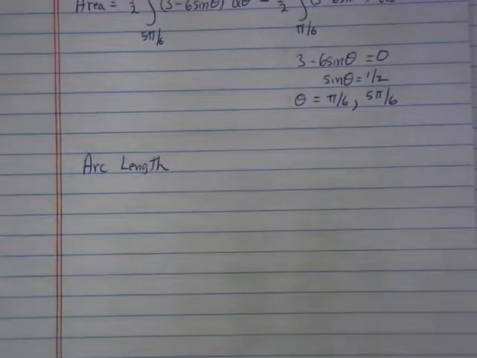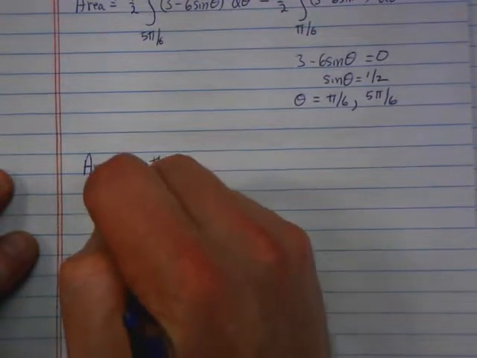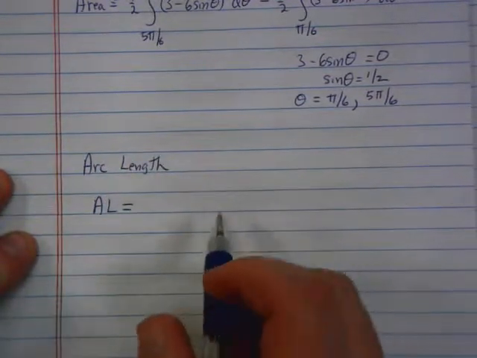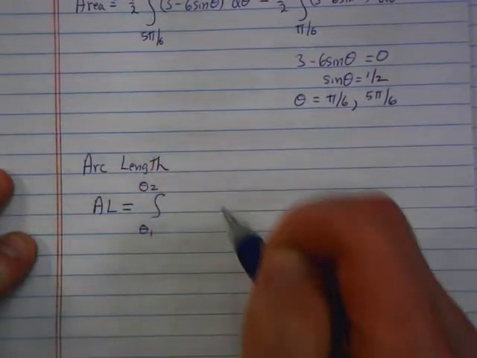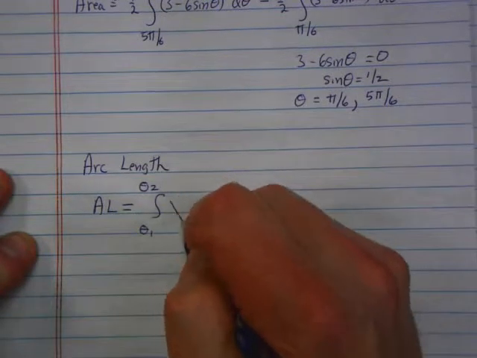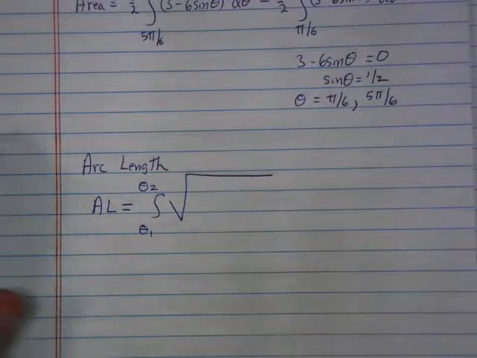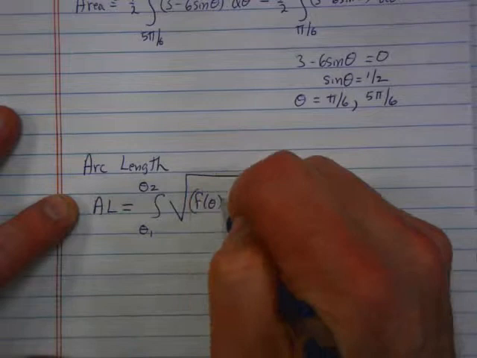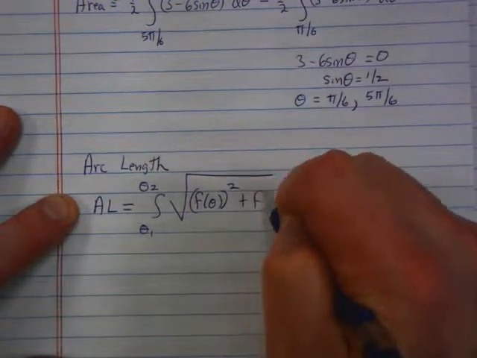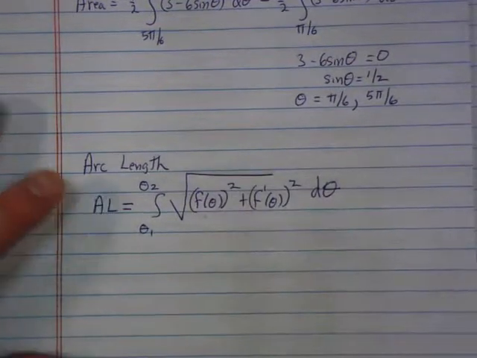You might remember we had a formula for arc length in rectangular form. We had a formula for arc length in parametric form. From either of those forms, you can derive the formula for arc length in polar form. The formula is the integral from theta 1 to theta 2 of the square root of f of theta squared plus f prime of theta squared d theta.